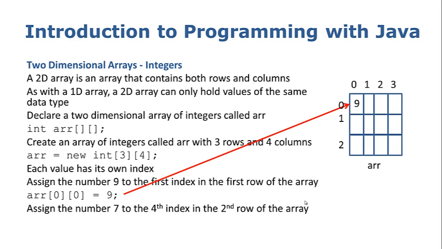Supposing we wanted to assign the number 7 to the fourth index in the second row of the array. Okay, so the second row is going to be 0, 1 is the index for the row, and the fourth index of the columns is 0, 1, 2, 3. So R[1][3] equals 7. Again, here I'm only assigning integers, so I don't have any quotes around them. If I was dealing with strings, I would have quotation marks. And that pops the number 7 in here.